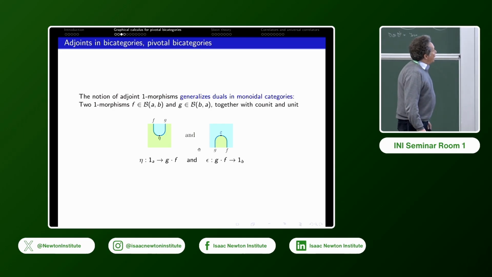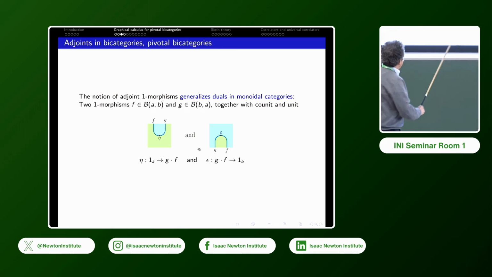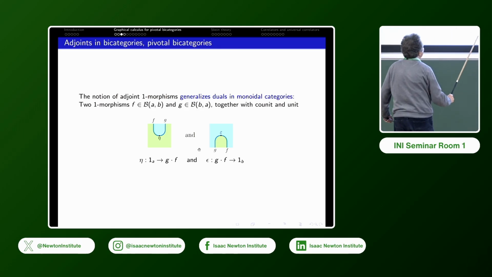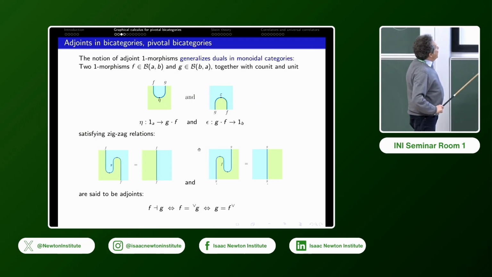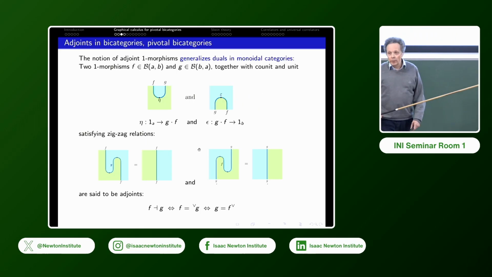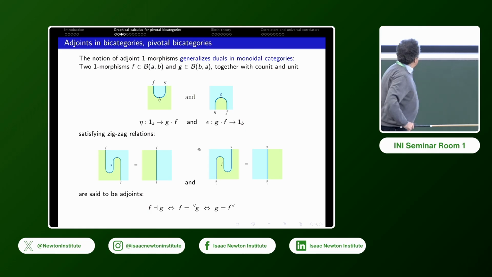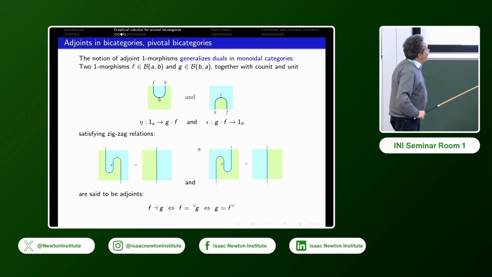First of all, in a bi-category, you also have duals. So we have here diagrams which look very much like the evaluation and co-evaluation diagrams, and they also obey the usual zigzag relations. We have also seen them earlier. Actually, sometimes they are also called adjoints.